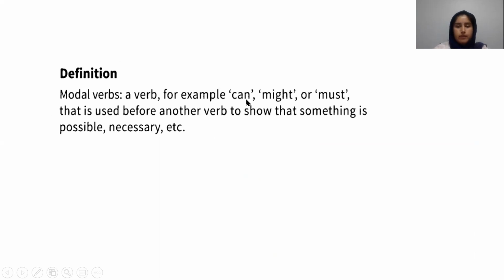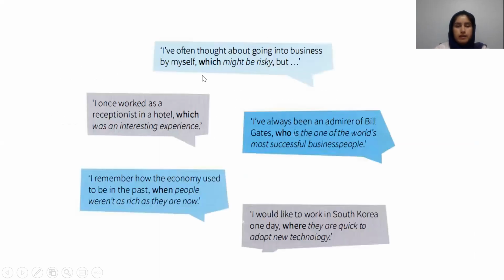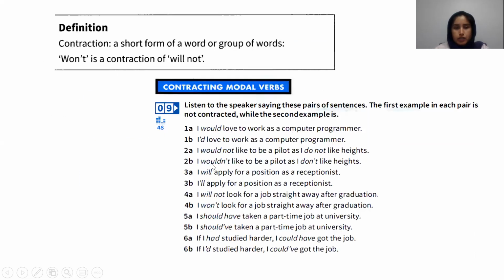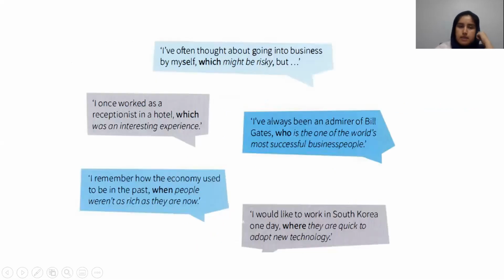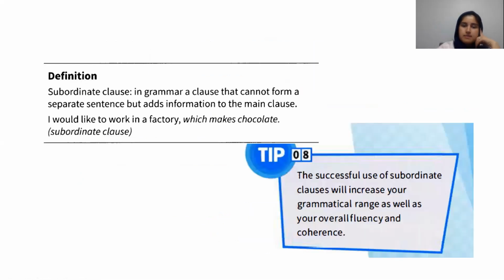And these help with making these contraction words. For example, would is a modal verb, and then you can change it to I'd. There are some more examples. For example, I've often thought about going into business by myself. It might be risky, but, and then the next one is, I once worked as a receptionist in a hotel, which was an interesting experience. So these are examples of using the subordinate clause.